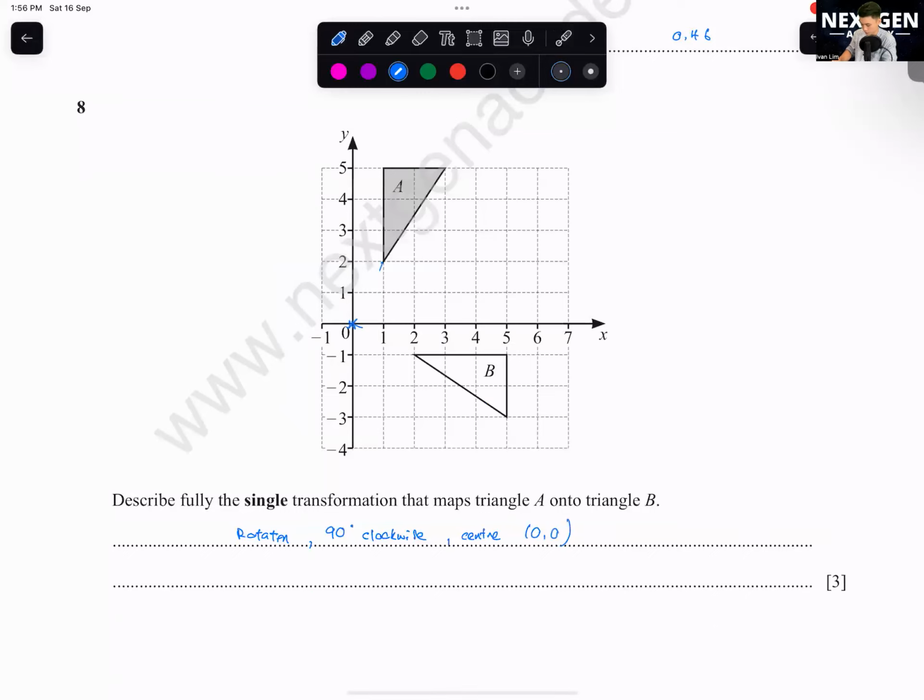It'll meet over here. So you see here, this is where it meets. If you want to put it as a fraction, also can. It's the same value, right? So same value, you can just put the same thing. What if you write origin? Try not to, because it's not part of the answer in the mark scheme. Normally we put a point.